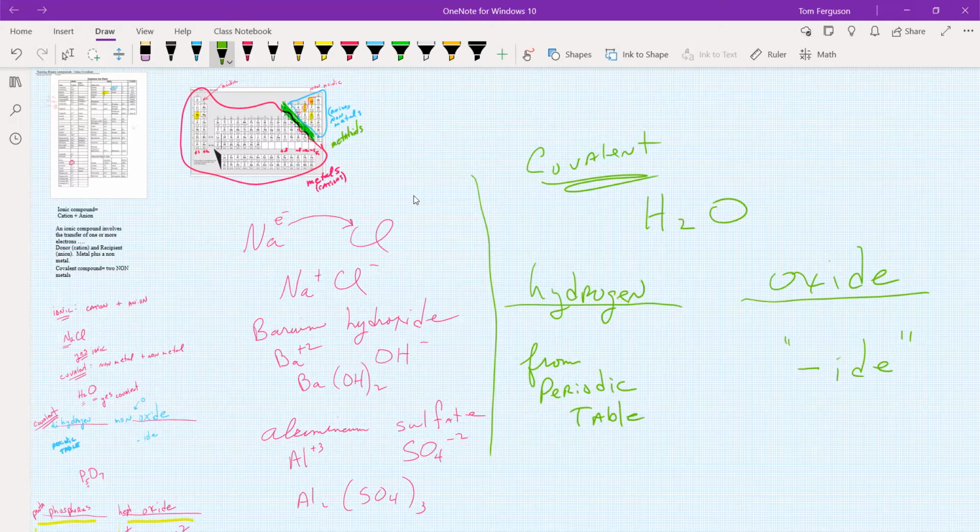However, it's not balanced because we don't know the numbers. So this would be di, because there are two, and mono-oxide. And normally when we have mono and another vowel, we usually drop the mono's last O. So instead of monooxide, it's monoxide. So dihydrogen monoxide, AKA water.